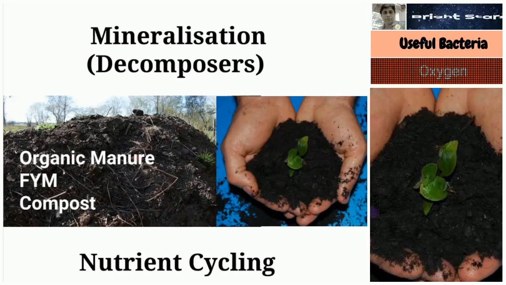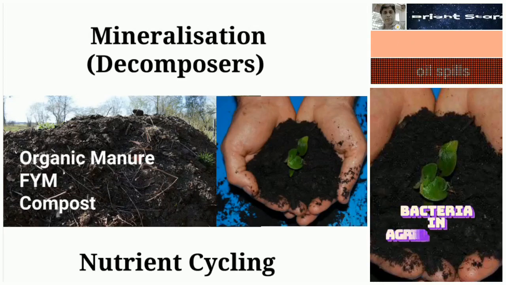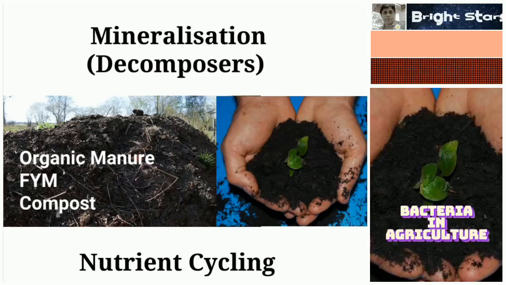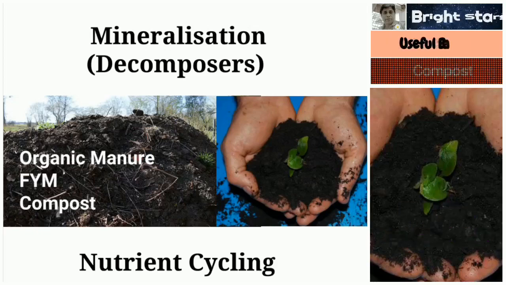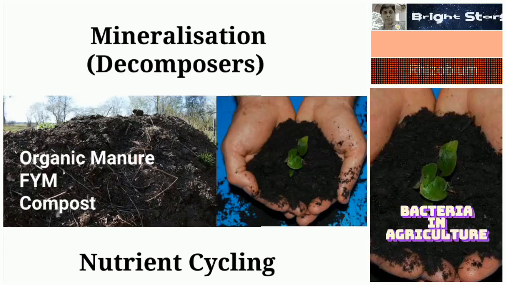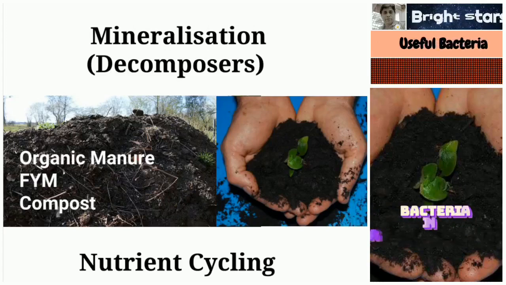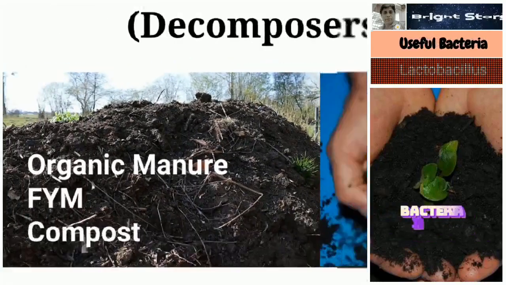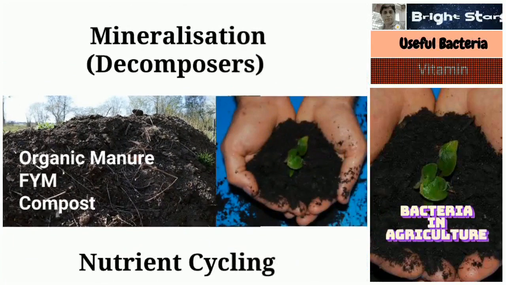We call those bacteria decomposers. De means remove, compose; the opposite of composers is decomposers. Decomposition of plants and animals into minerals. So that's how we are getting organic manure for our agricultural crops: FYM, that is farmyard manure, and compost. These things we are getting from bacteria only.